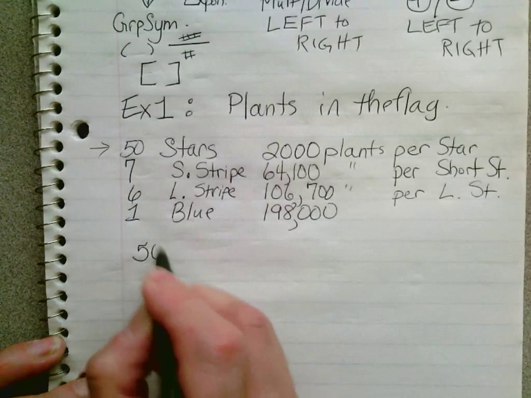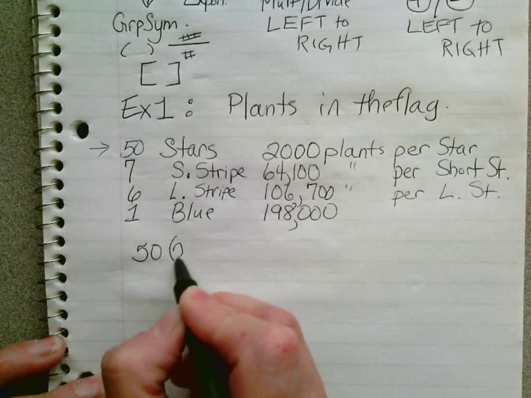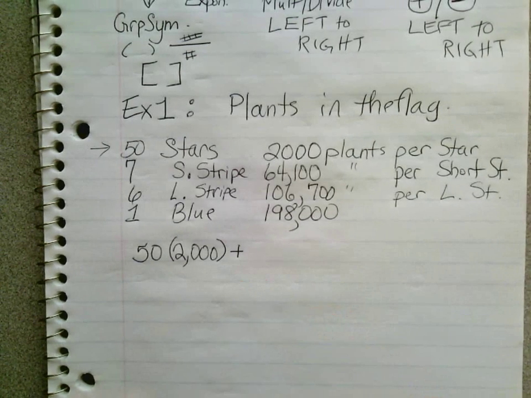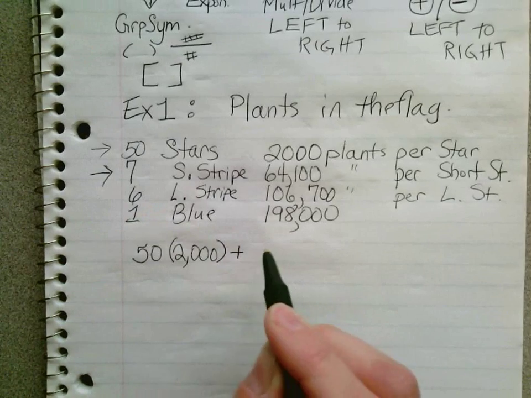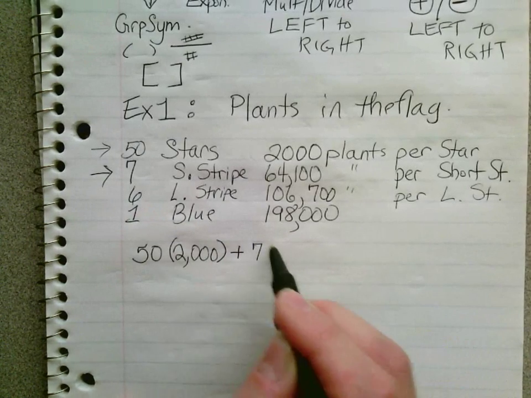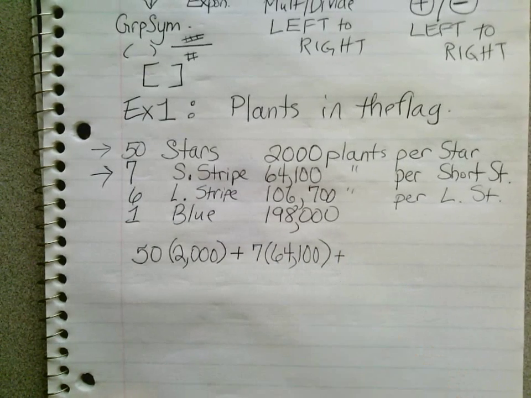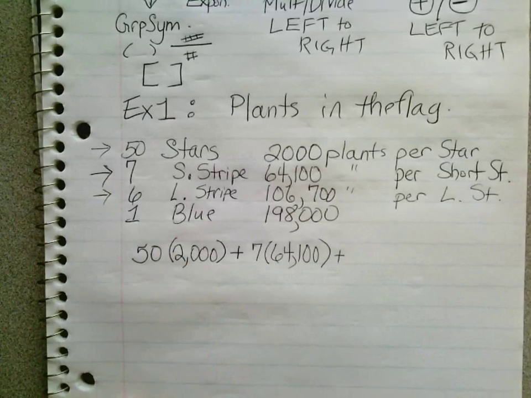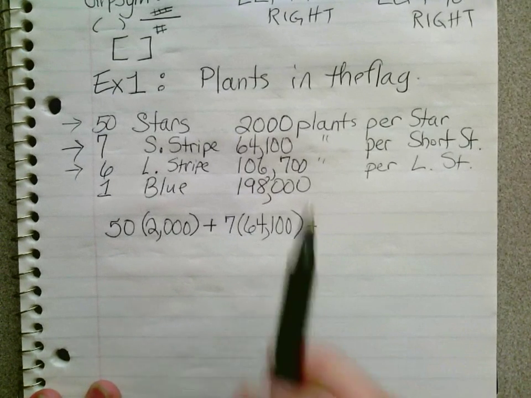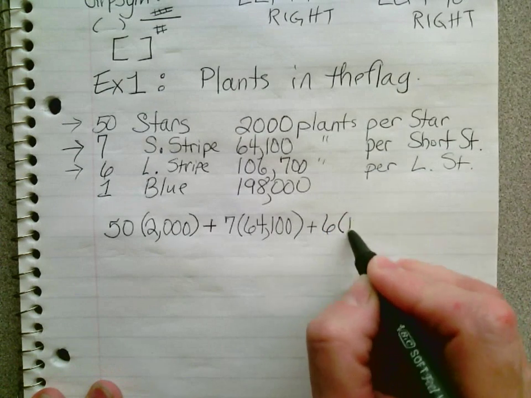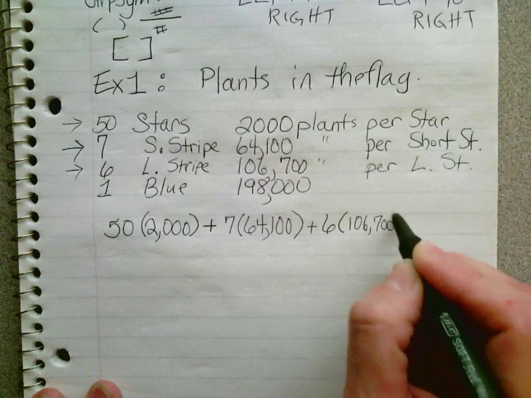There are 50 stars at 2,000 plants each. And the short stripes, we're going to add to that. There are 7 short stripes at 64,100 plants each, to which we're going to add the quantity of long stripe plants, 6 long stripes at 106,700, and we're running out of room.